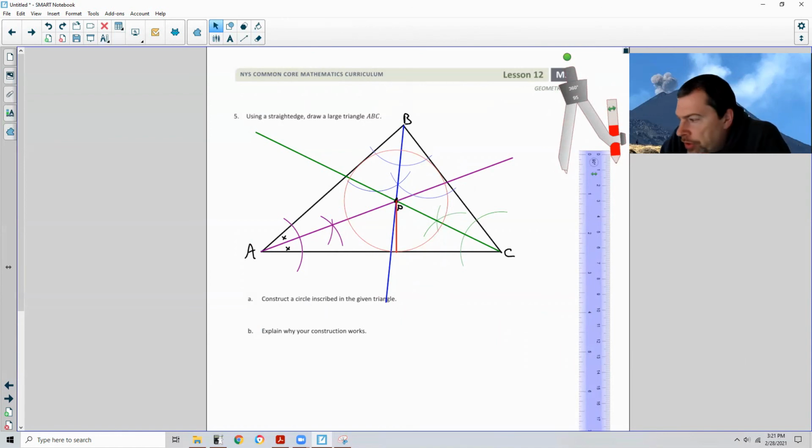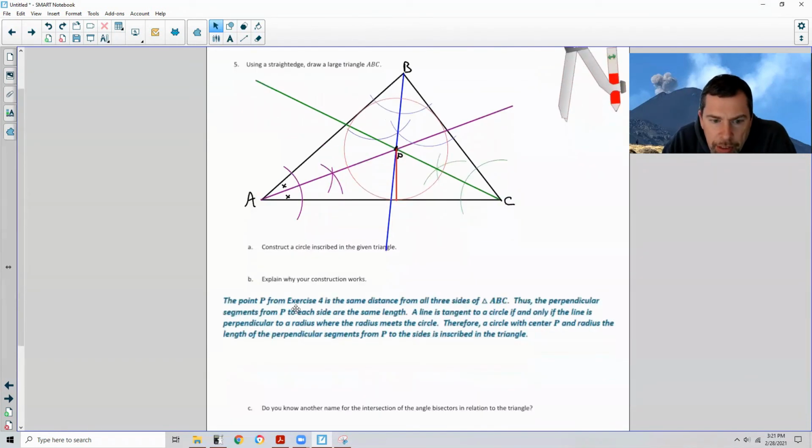Explain why your construction worked. Okay, the point P from exercise 4 is the same distance from all three sides of triangle ABC. Thus, the perpendicular segments from point P to each side are the same length. A line is tangent to a circle if and only if the line is perpendicular to a radius where the radius meets the circle. Therefore, a circle with center P and radius the length of the perpendicular segment from P to the sides is inscribed in the triangle.